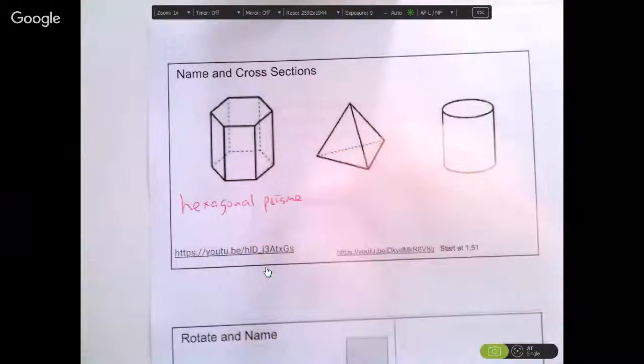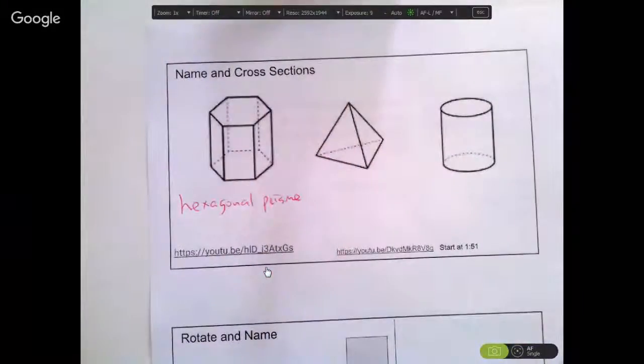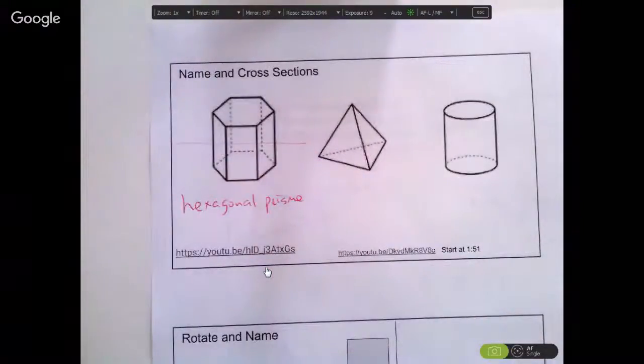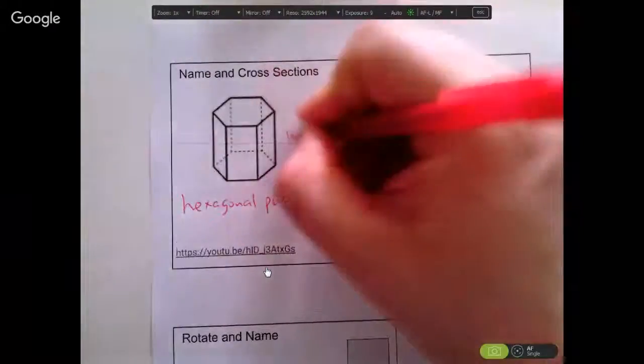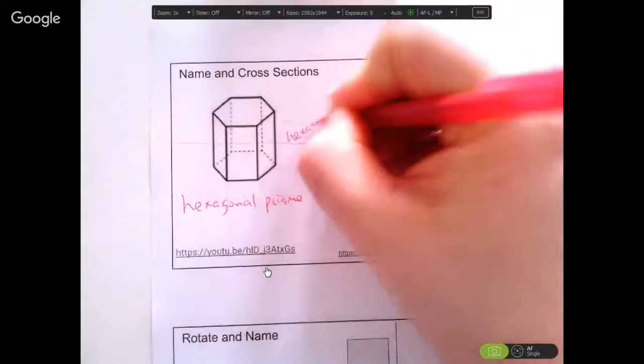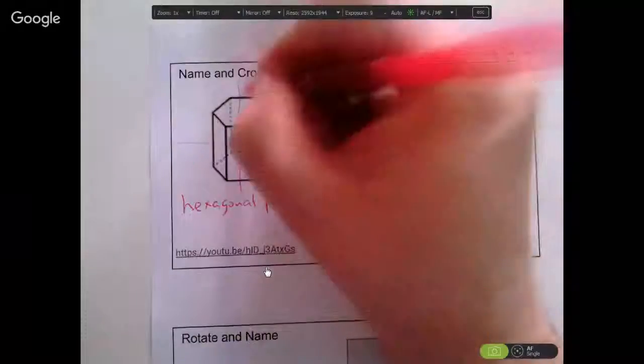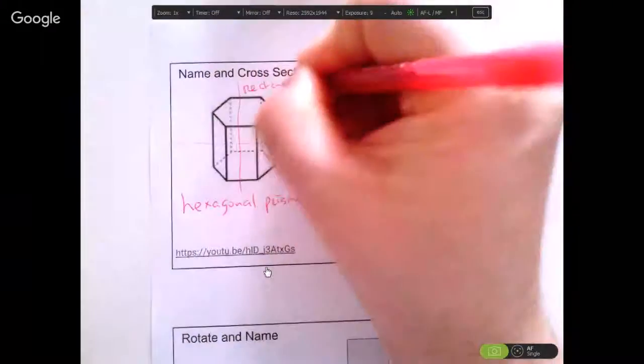How do you even tell this? You don't. I mean, you draw a hexagon, two hexagons, and then you connect them. So if I cut this way, it's going to be a what? Hexagon. And if I cut it this way, it's going to be a what? I think it's a rectangle. Yep. Isn't it? No. Yes. Oh, yeah, never mind.